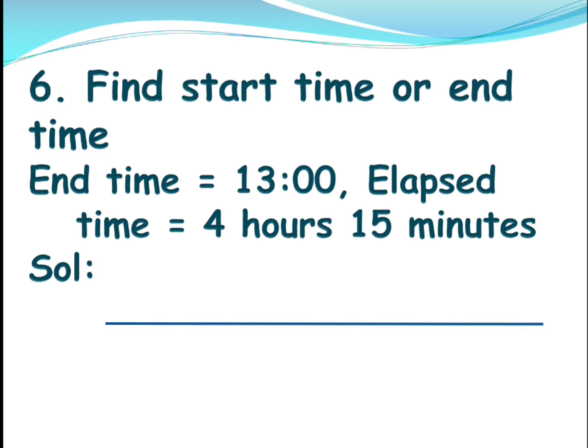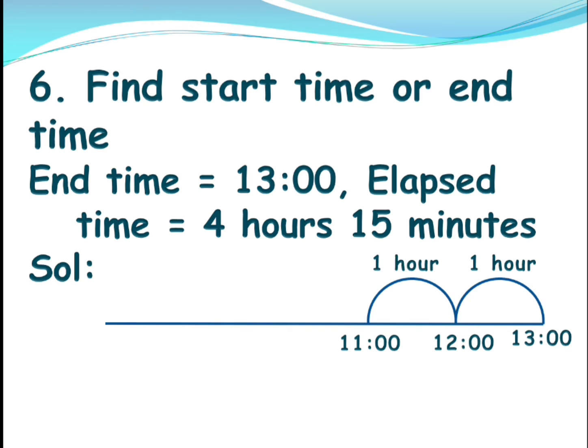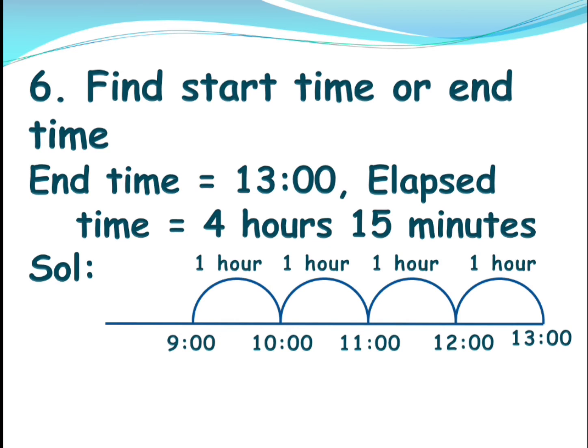The work ended, so this is your end point, ended at 13. How many hours are there? 4 hours. So you need to go back 4 hours. 12 o'clock, which is 1 hour. Then before 11 o'clock, which becomes 1 hour again. 2 hours we finished. 2 more hours we have to go back because it is 4 hours. Again if you go 1 hour, it is 10 o'clock, and then one more hour, it becomes 9 o'clock. Now we finished with 4 hours.